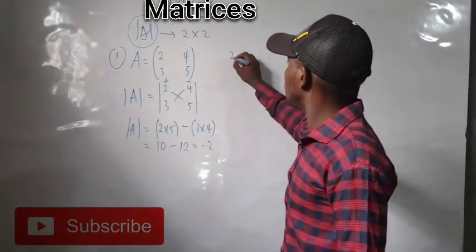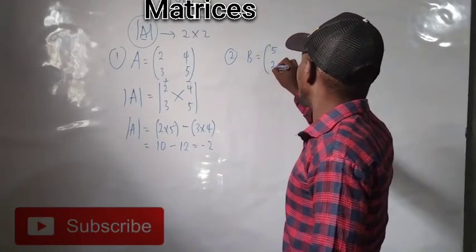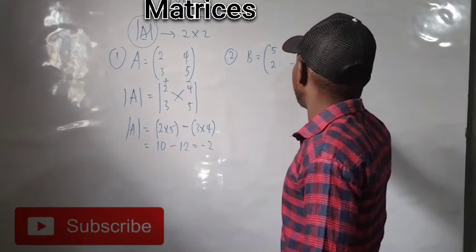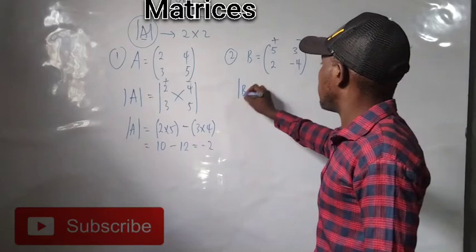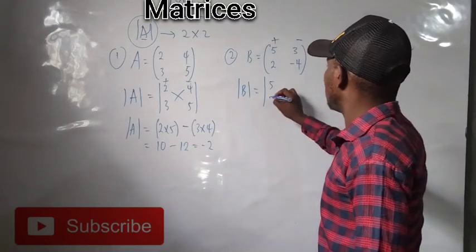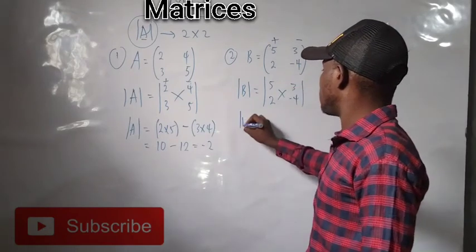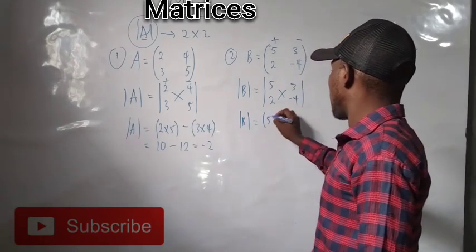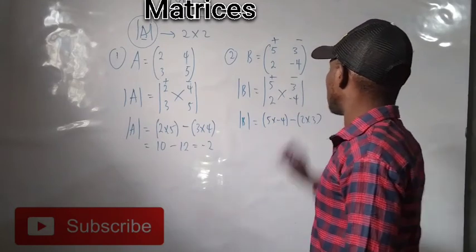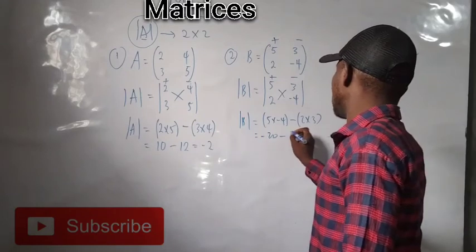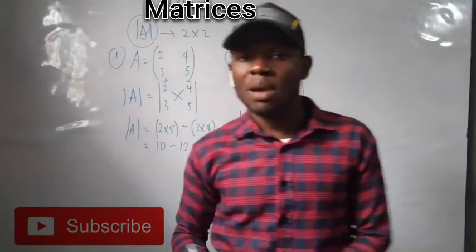And if I have to solve for the determinant of a matrix B equal to, let's say, 5 and 2, 3 and minus 4, what do you have? A plus and a minus. The determinant of matrix B is then 5, 2, 3, minus 4. Then you cross multiply. I have 5 times minus 4, minus 2 times 3, because I have a plus and a minus here. So minus 20, minus 6, and that is minus 26 as the determinant of our matrix.